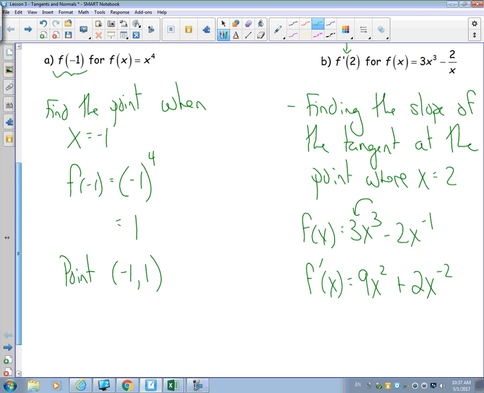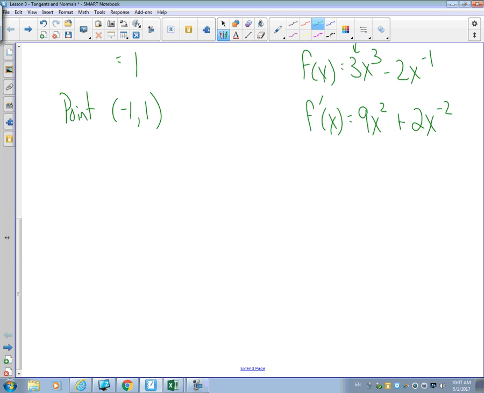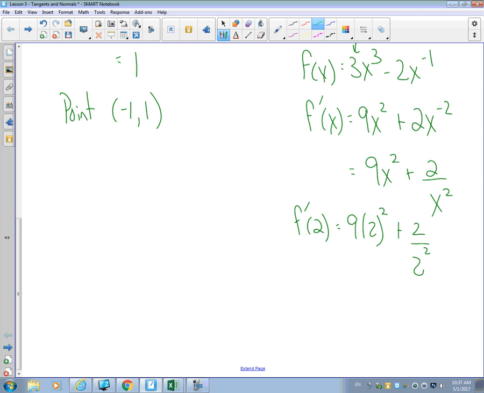And then I want to find f prime at 2. If I'm working with equations, it's often easier to rewrite this exponent back to the bottom. So then when I find f prime at 2, I can see a little bit better what's going on here. And you can put that into your calculator if you want to, or calculate each part separately. We should get 36.5. This part's 36, and this part's a half, right? 2/4. And there's our slope at that point.